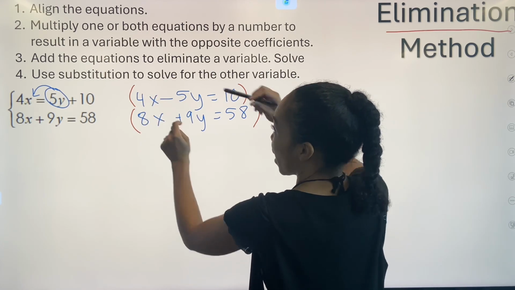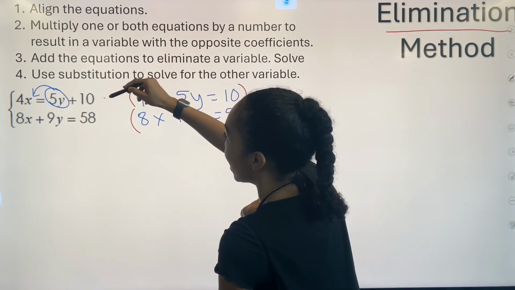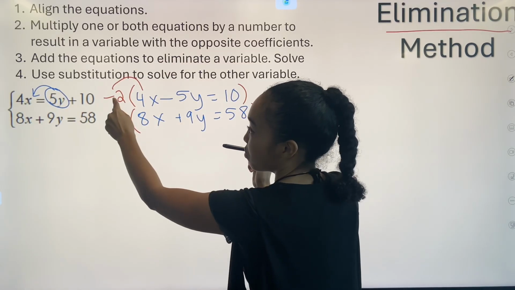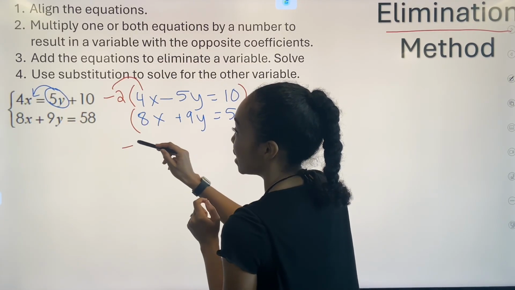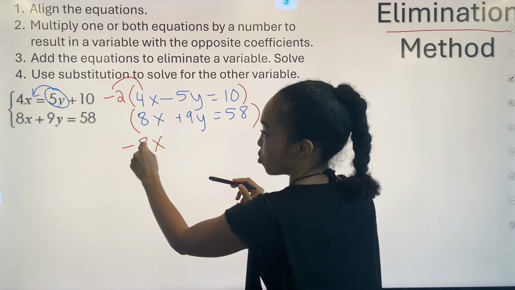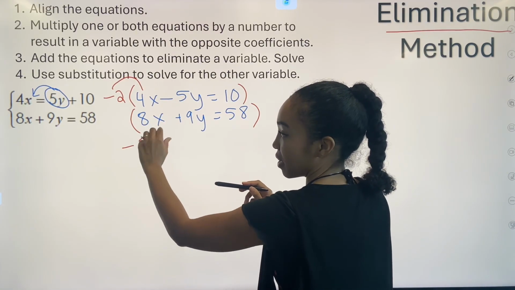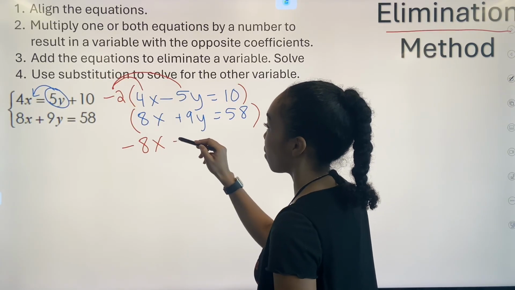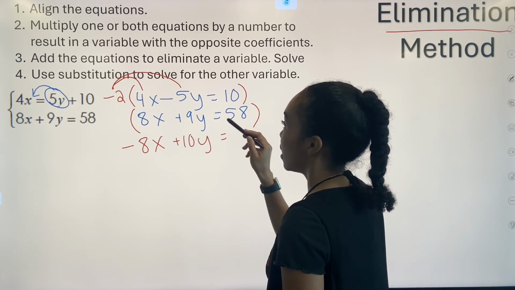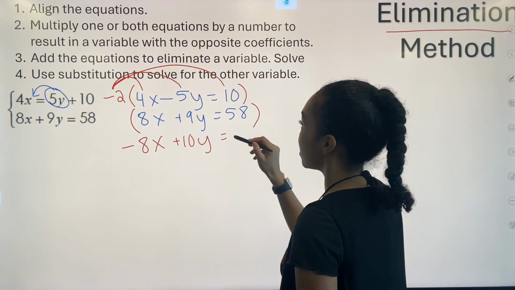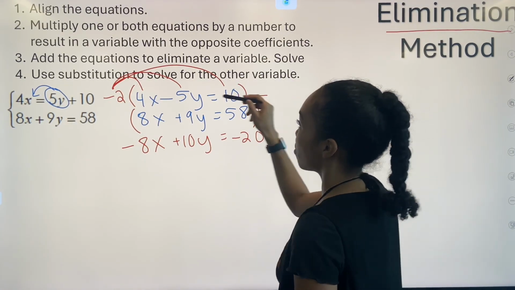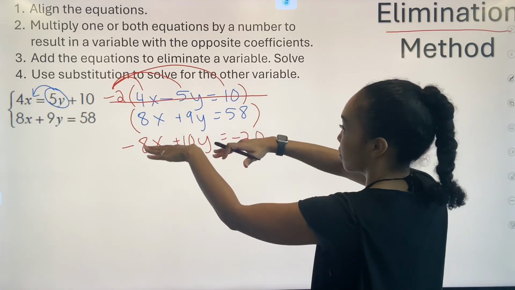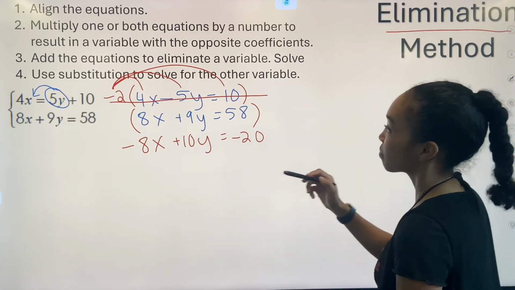So if I multiply this 4 by a negative 2, look what happens. Negative 2 times 4x will be a negative 8x, and those would cancel out when I add them together. Negative 2 times negative 5y is a positive 10y. Negative 2 times 10 is negative 20. Okay, so now I'm dealing with these two problems. I'm going to add them together.